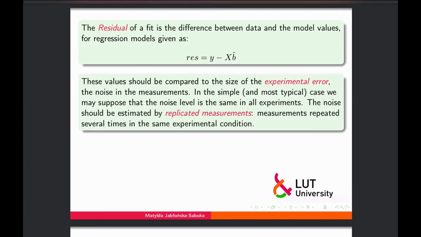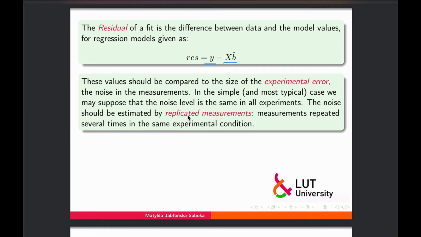The residual of a fit is the difference between the data and the model values that we already discussed. It is given as our vector of observations minus our data matrix multiplied with the parameter estimates. These values should be compared to the size of experimental error, or the noise in the measurements. In the simple and most typical case, we may suppose that the noise level is the same in all experiments, so the noise should be estimated by replicated measurements.